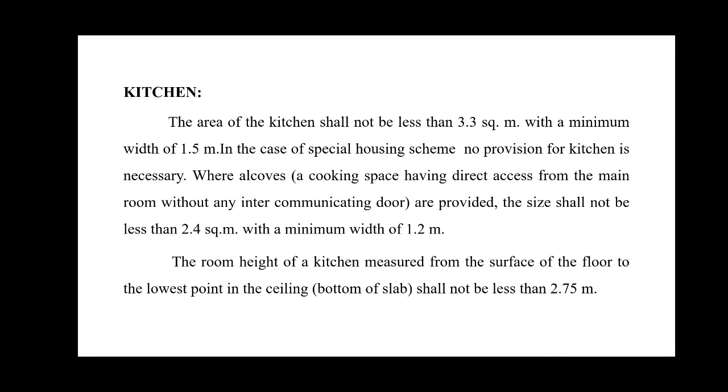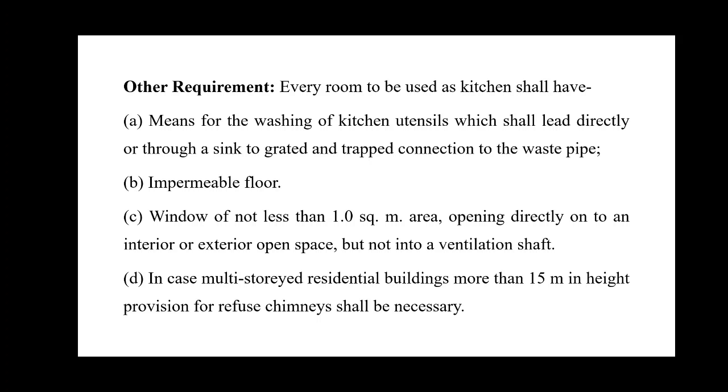The room height of a kitchen, measured from the surface of the floor to the lowest point in the ceiling, that is the bottom of the slab, should not be less than 2.75 meters. The other requirements for a kitchen include the means of washing kitchen utensils. It should lead directly to the sink and a trapped connection of the waste pipe should be provided.